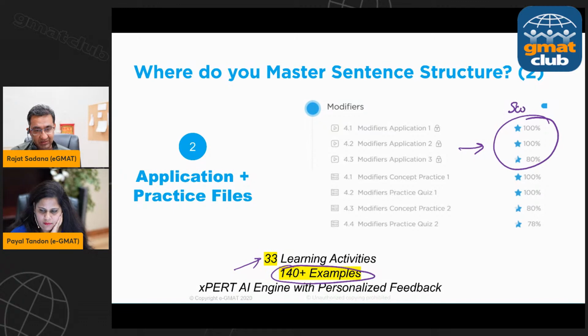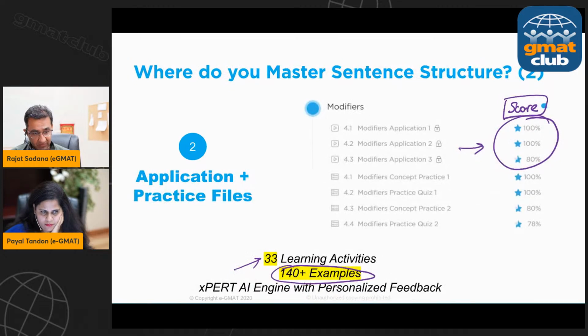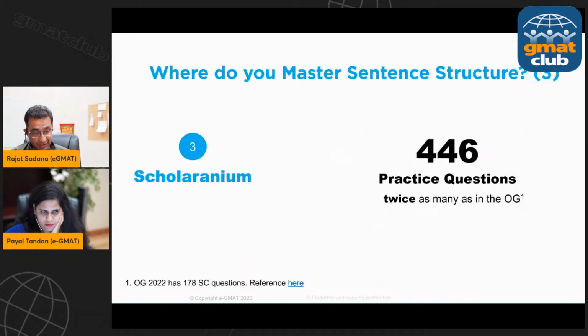This 100% or this 80% is not completion. It's your performance in these, and that's when you get feedback and you say, okay, these are the things that I've got to revise. And then from there on, by the time you do master comprehension and go through the core SC course, by this time your timing is set. Then you go into Scholarinium, and then you practice. There are about another 400 odd questions over there. Each one of them has sentence structure in there. That's about twice as many questions as you have in the official guide, or so.